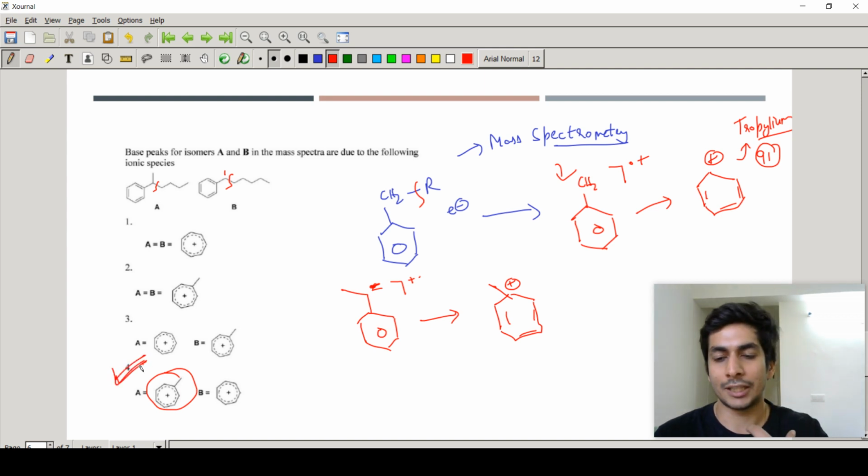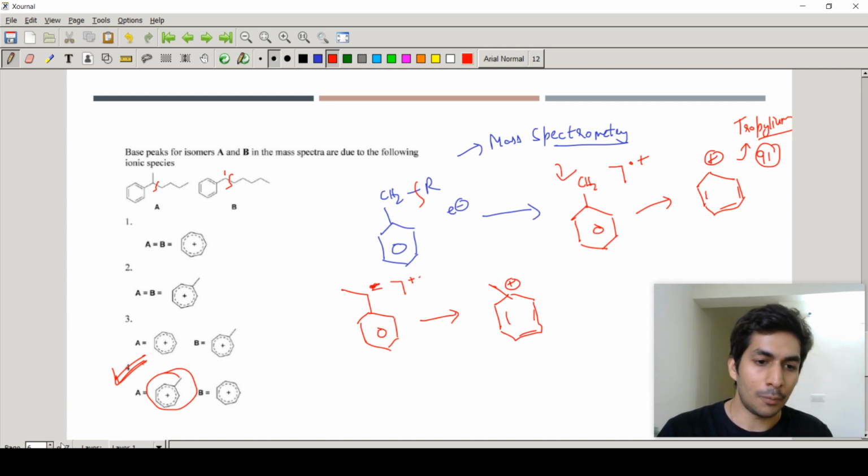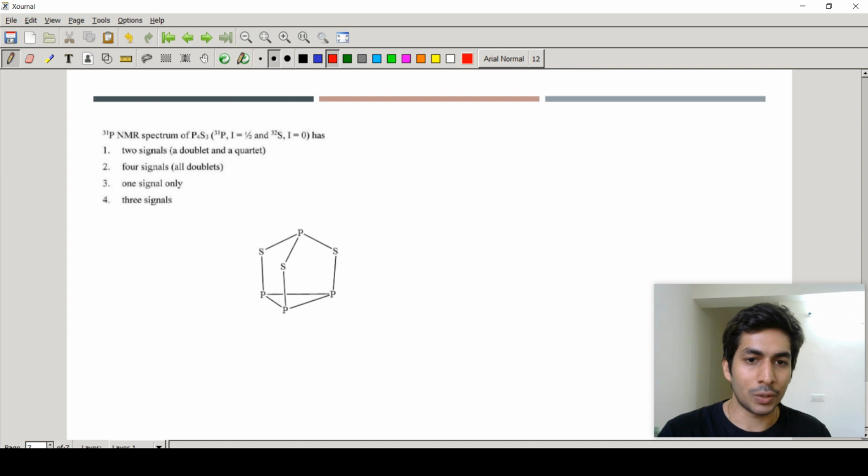The explanation was maybe a little lengthy, but the question was very simple. It was not a difficult question at all, even if you had a glance at mass spectrometry. In mass spectrometry there are 2 or 3 important topics. One of the most important topics is McLafferty rearrangement, on which a lot of questions are asked. Then the second most important topic is isotopic abundance. A lot of questions are put up from mass spectrometry based on isotopic abundance as well. All right, so let's move on to the next question.